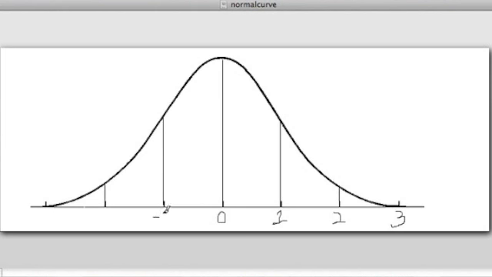Accordingly, this is -1, -2, and -3. Usually we only draw the normal curve up to this far because technically this normal curve goes on out to infinity, but for practical reasons it really doesn't, because the percentage under the curve becomes so negligible that it doesn't even matter.